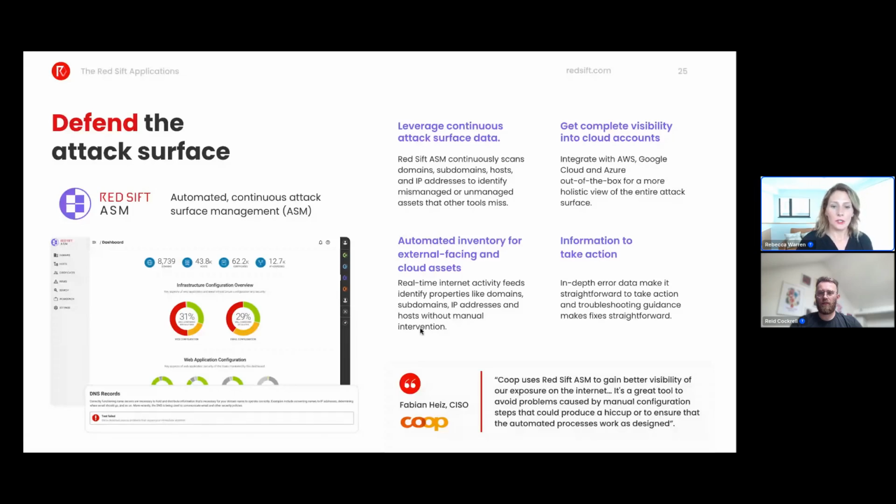But our customers use this to get complete visibility into the attack surface, including cloud accounts, and getting a full inventory across domains, subdomains, IP addresses, and hosts without having to do so manually using spreadsheets or an intern in a list, but instead having it automatically and continuously updated.